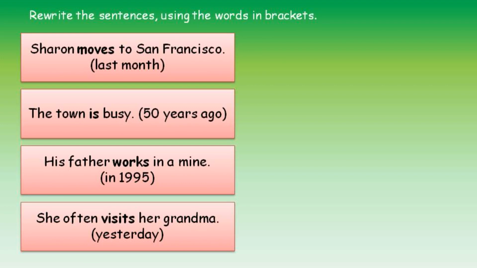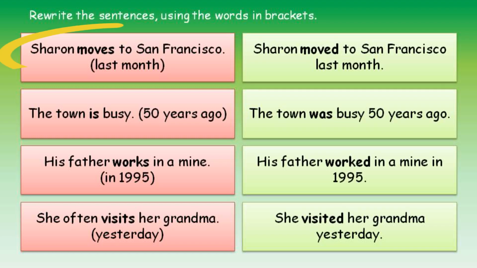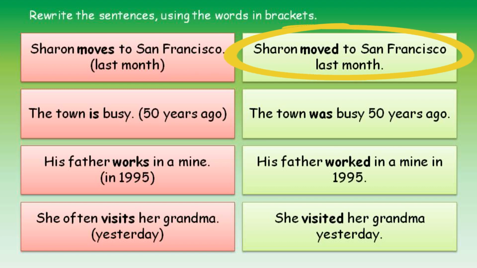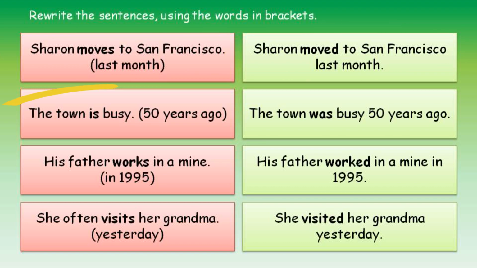Rewrite the sentences using the words in brackets. Sharon moves to San Francisco. Sharon moved to San Francisco last month. The town is busy. The town was busy 50 years ago. His father works in a mine. His father worked in a mine in 1995. She often visits her grandma. She visited her grandma yesterday.